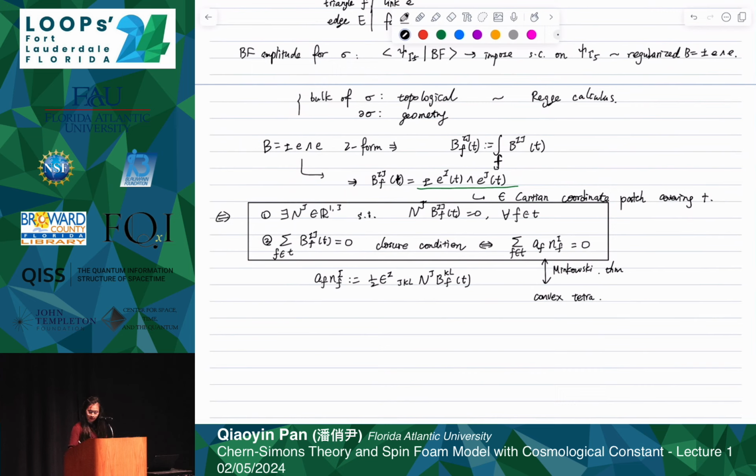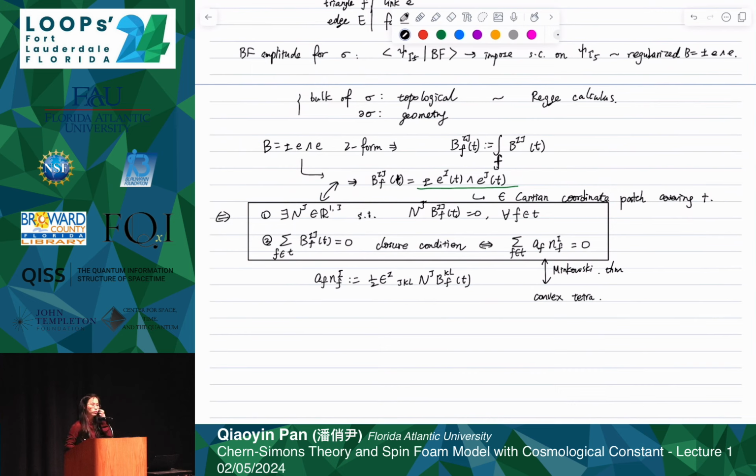It's just a reinterpretation of this constraint, B equals E wedge E. And B equals E wedge E comes from the discretized B, the simplicity constraint from the continuous theory. Thanks. Yeah. Okay, maybe I can give you, well, it's very easy to see why the simplicity constraint has to be written into 1 and 2.